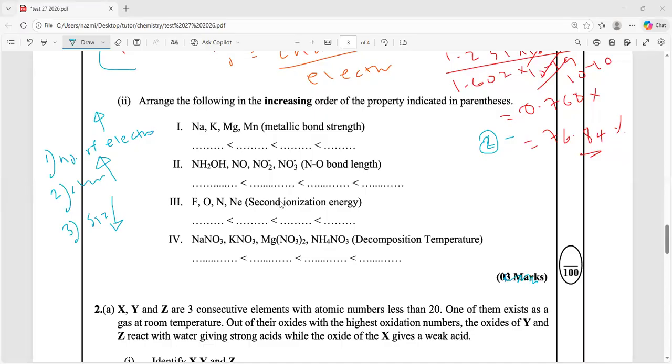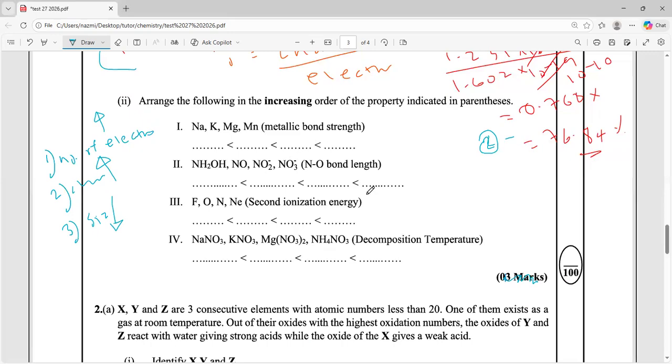Now we will think about metallic bond strength. Sodium and potassium are in the same group, and they have the same charge: sodium plus and potassium plus. When you go down the group, potassium's size is increasing. If the size is increasing, metallic bond strength will be less. So potassium's metallic bond strength is less than sodium.